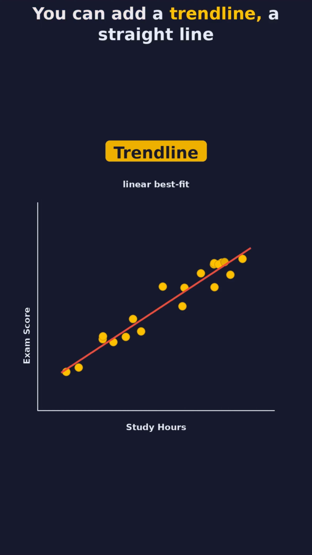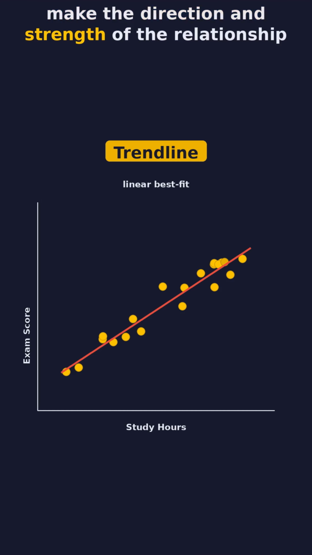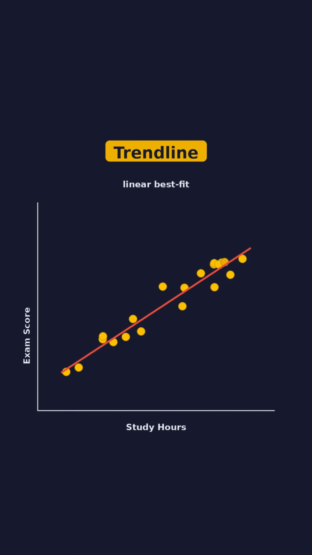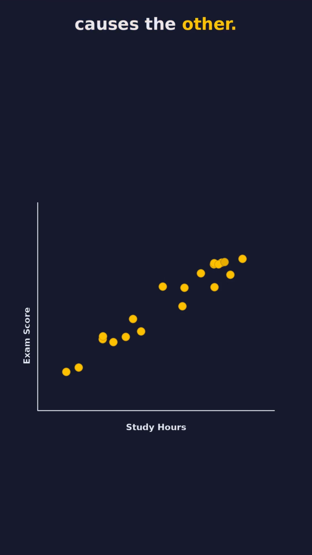You can add a trend line, a straight line that best fits the scatter of dots, to make the direction and strength of the relationship clearer. But here's the critical warning. Correlation is not causation. 2 variables moving together does not mean one causes the other.